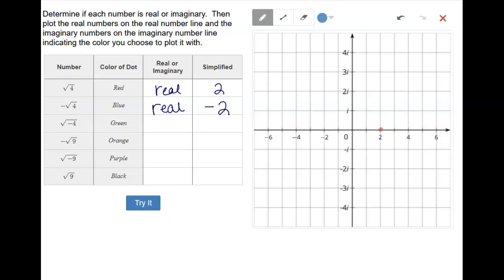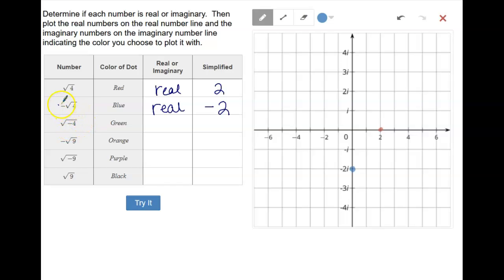So we are going to plot that on the real axis, and we're going to plot it in the right place, which is negative 2, right there.